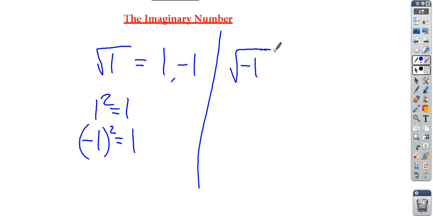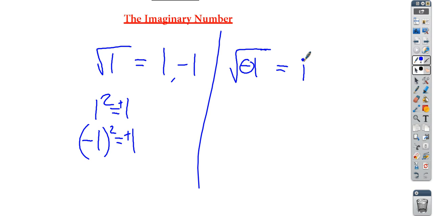Now, on the other hand, if I said what's the square root of negative 1, there's no real number that you could make that happen with. Negative 1 squared is still positive 1, and positive 1 squared is positive 1. There's nothing that you can square to get a negative number. So to get around that, mathematicians say, okay, since there's no real number that we can do this with, let's just call that i, which stands for the imaginary number. So what is i? It's just defined to mean the square root of negative 1.